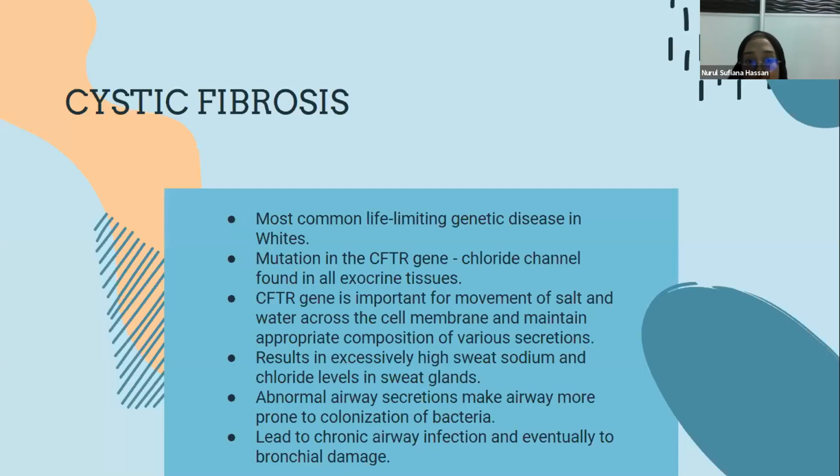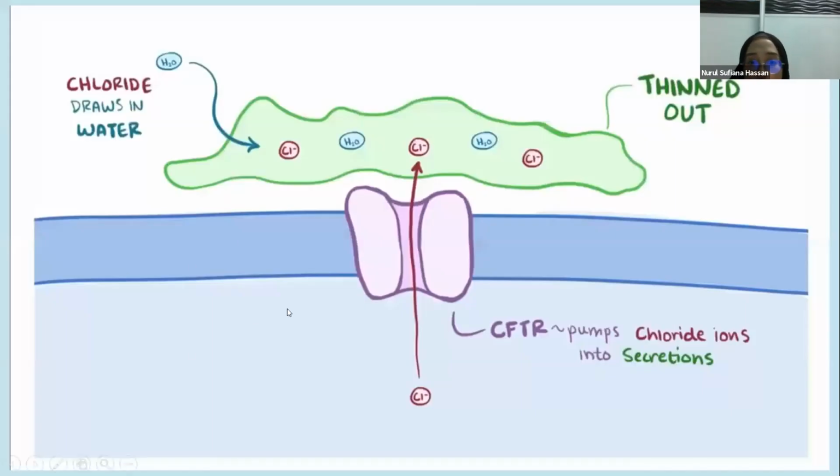Next one is cystic fibrosis. Cystic fibrosis is the most common life-limiting genetic disease in the white population. Cystic fibrosis develops when there is a mutation in the CFTR gene, which stands for cystic fibrosis transmembrane conductance regulator, and this CFTR gene codes for the CFTR protein. This is the CFTR protein. CFTR protein is a chloride channel found in surface epithelial cells. It is important for proper movement of salt and water across the membrane and maintains appropriate composition of various secretions, especially in the airways, liver, and pancreas.